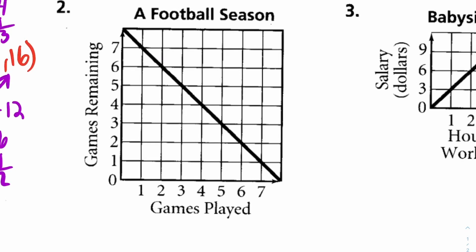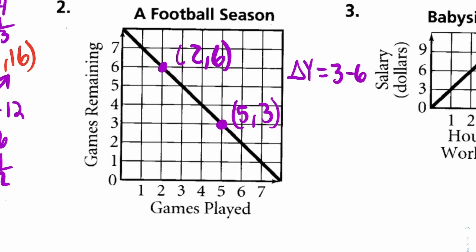Let's do it again. We need 2 points. I pick one up here, one down here. The one on the left is at 2, 6. The one on the right is at 5, 3. You need to find, how did the y change? We need to find the change in y. How does 6 become 3? To do that, we take the number on the right, which is 3, and we're going to subtract 6 from it.